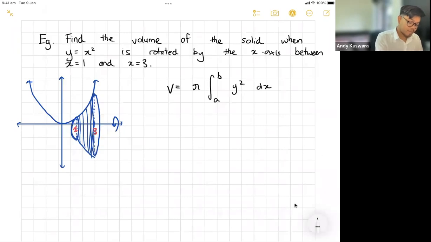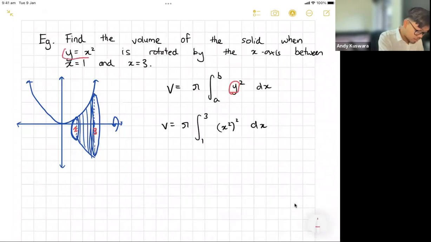So in other words, here my volume is going to be pi. And what are my two x values? Because I'm rotating around the x, it's going to be 1 and 3. And now y squared: I know y equals x squared, so y squared would be x squared squared dx. Is that making sense? So y squared, because I know what y is, x squared, but what I want to do is square it. So it's y squared, which is x squared squared.